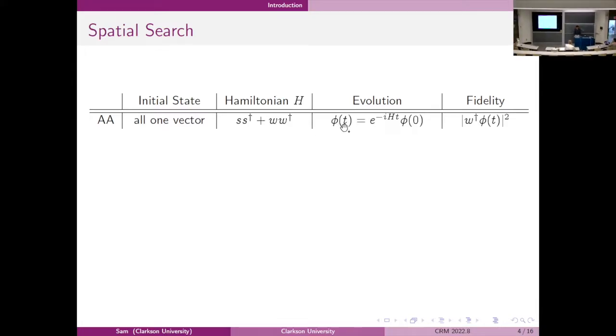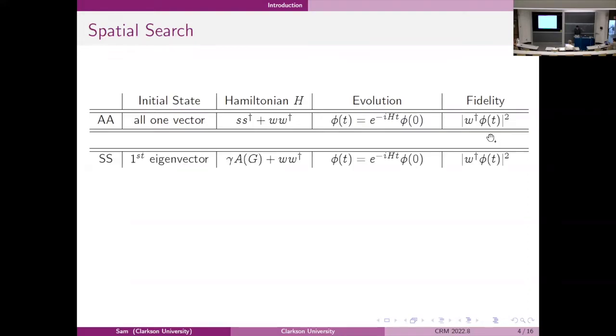And the evolution is a Schrodinger evolution, so we can easily solve it, and it becomes e to the minus iHt times the starting state phi 0. And the fidelity is actually the probability for finding the target state. So it's just the inner product of W with the state vector, and then we take the norm squared to calculate the probability.